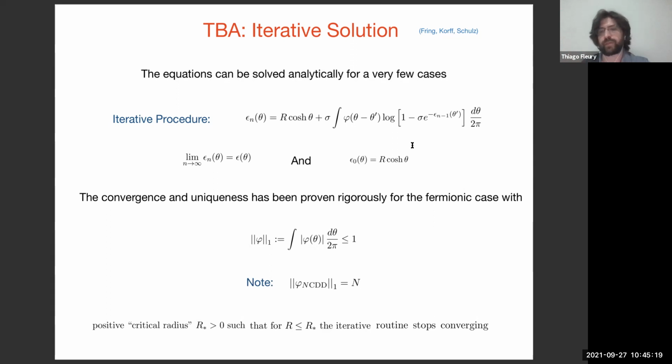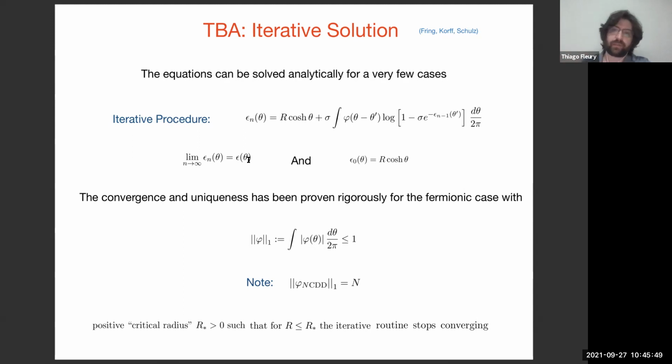So we start with some seed, some solution, some initial guess. Usually here it is just this driving term here. And then you see that after a few steps, this will converge to the solution of the TBA. So in practice, it's very efficient. We can usually compute the solution very efficiently to almost arbitrary order.